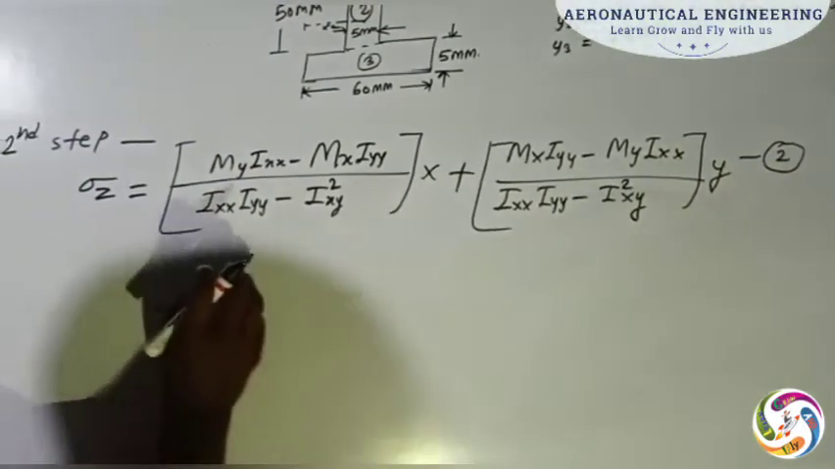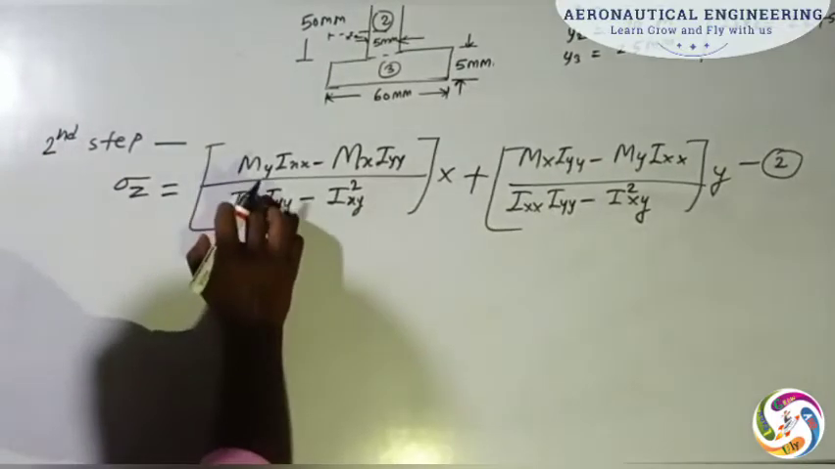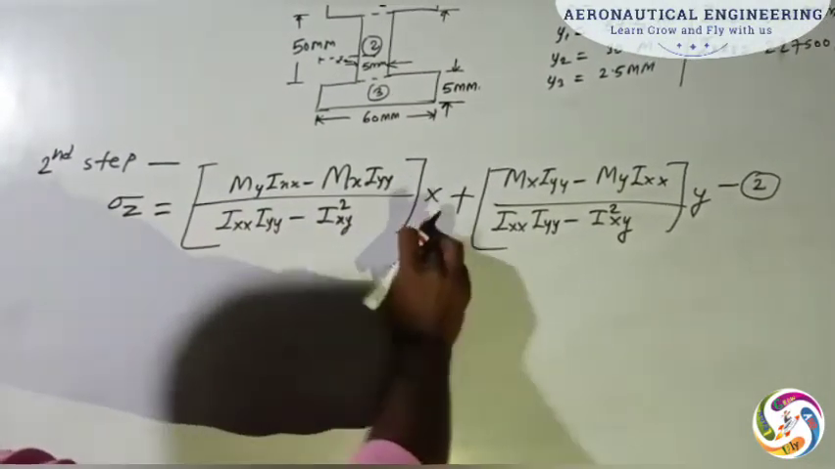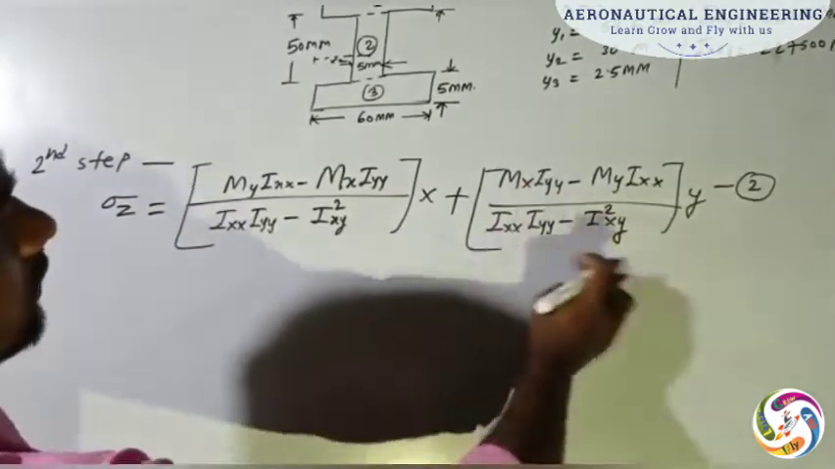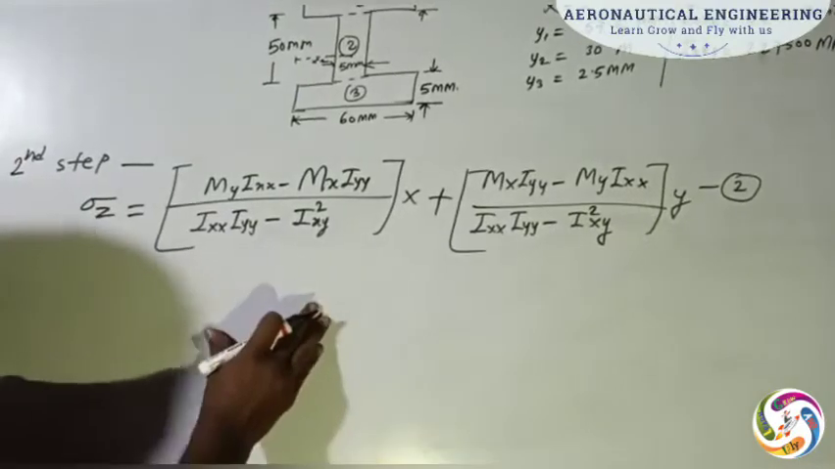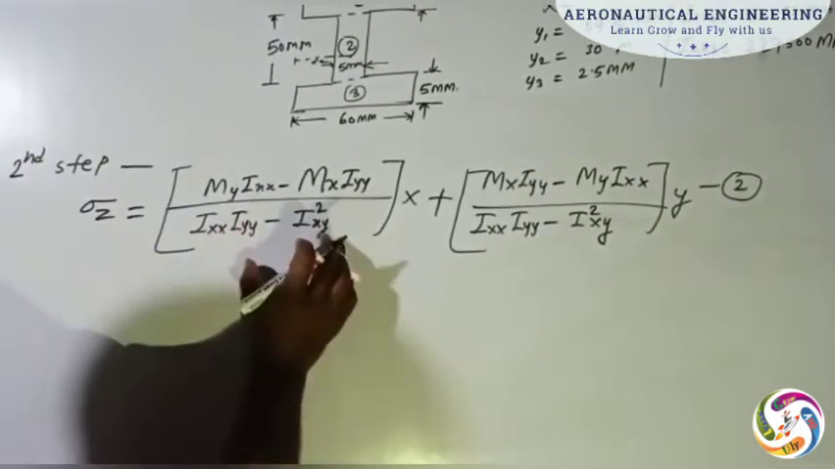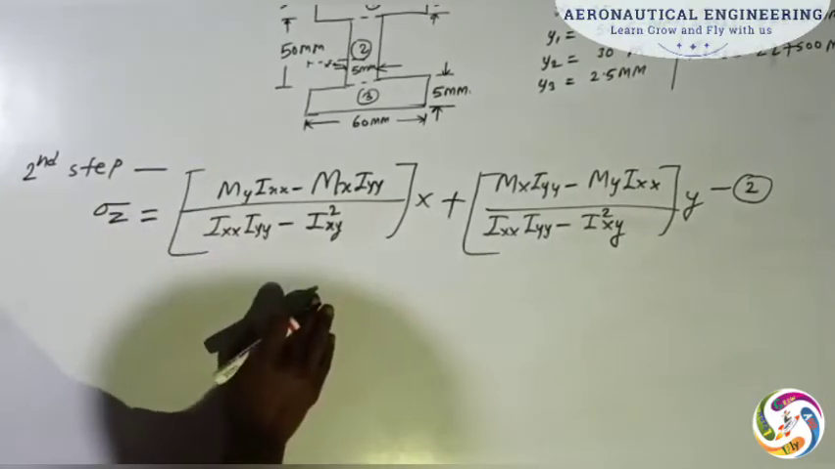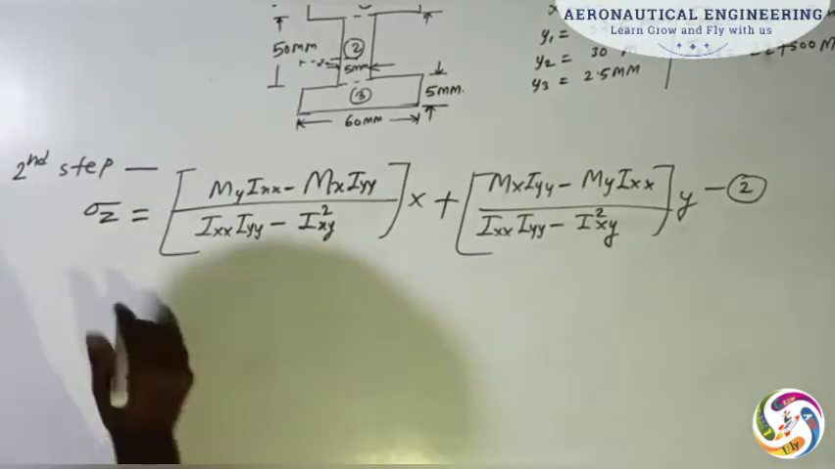So we know the value of my Ixx and all things except this x. In this portion also we know the value of all portions except y. So we have to substitute the value of all these things except x and y, and we have to find out the sigma z value, which is in the form of an equation.